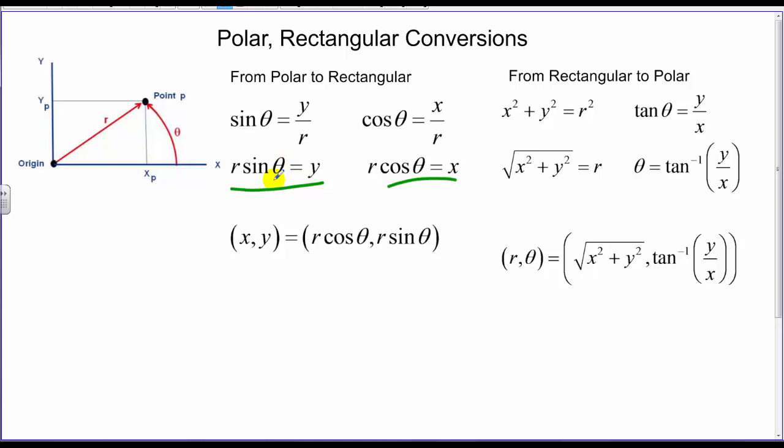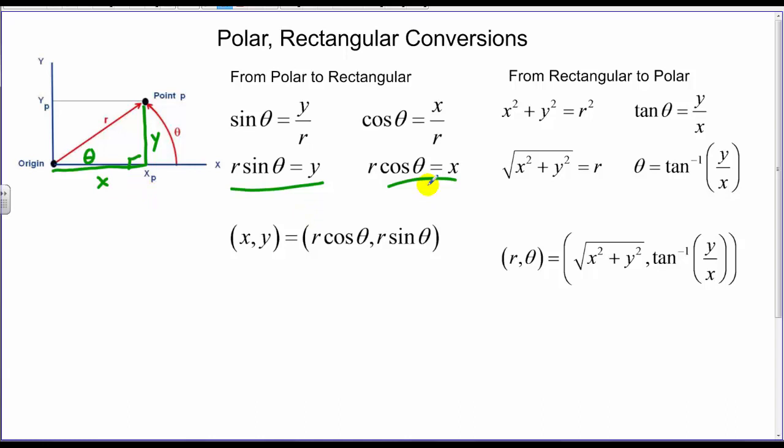If I want to go the other way, in other words, if I'm given x and y values and I want to find an r value, well, my x and my y make up the sides of this right triangle. And to get r, all I need to do is use a Pythagorean relationship. Likewise, if I'm given y and x and I want to talk about the theta value, well, in this triangle, I can use a tangent ratio to relate x and y.